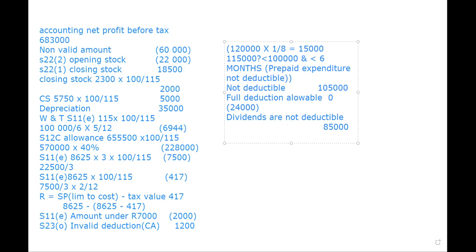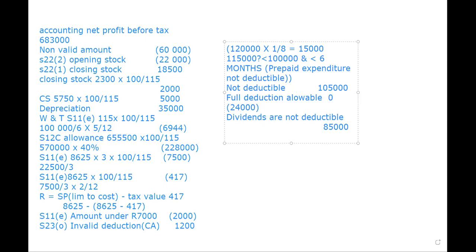Now that means you adjust your taxable income, obviously, because they didn't even take them into account. So let's go and finish off this question. Notes of items not yet included in the accounting net profit before tax. All amounts include VAT where applicable. You heard that, right?